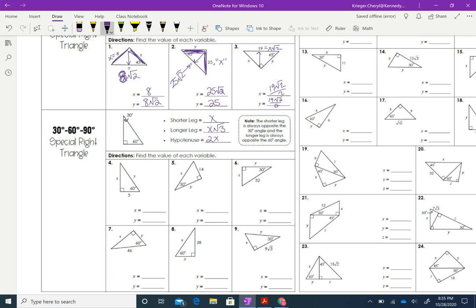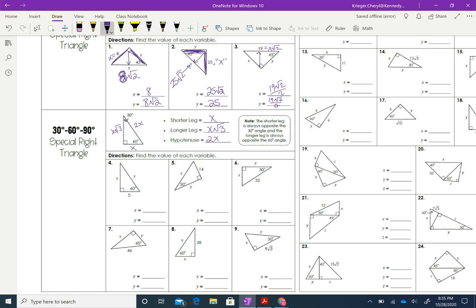Okay, so I'm not going to prove this one. If you would like to spend 5 minutes watching the video that I've attached, I recommend doing so. Okay, so the shortest leg, that's this side across from the 30, right? We know the shortest side is across from the smallest angle. The longer leg is x root 3, and the hypotenuse is 2x.